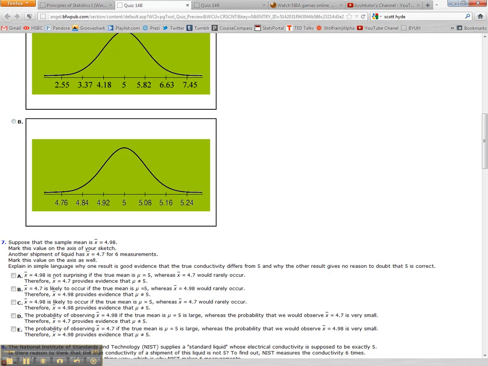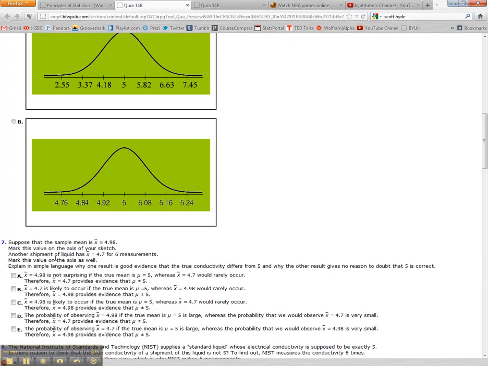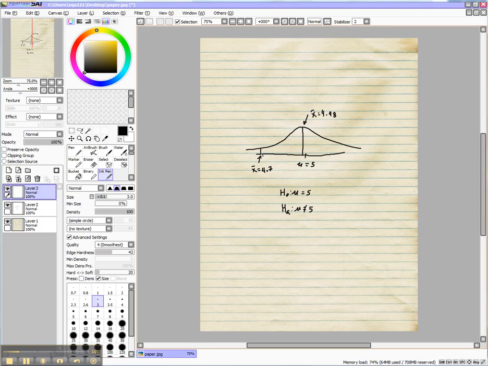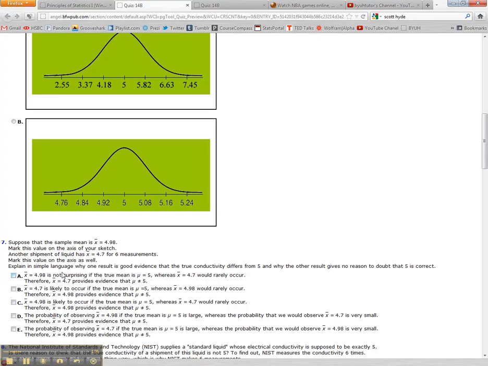Alright, so right here, my center is mu equal 5, right? And x bar 4.98 should be right here, very close to 5. And then it says, another shipment of liquid has x bar 4.7 for 6 measurements, so 4.7 is roughly right over here. Okay. Mark this value on the axis as well. Explain in simple language why one result is good evidence that the true conductivity differs from 5 and why the other result gives no reason to doubt that 5 is correct.